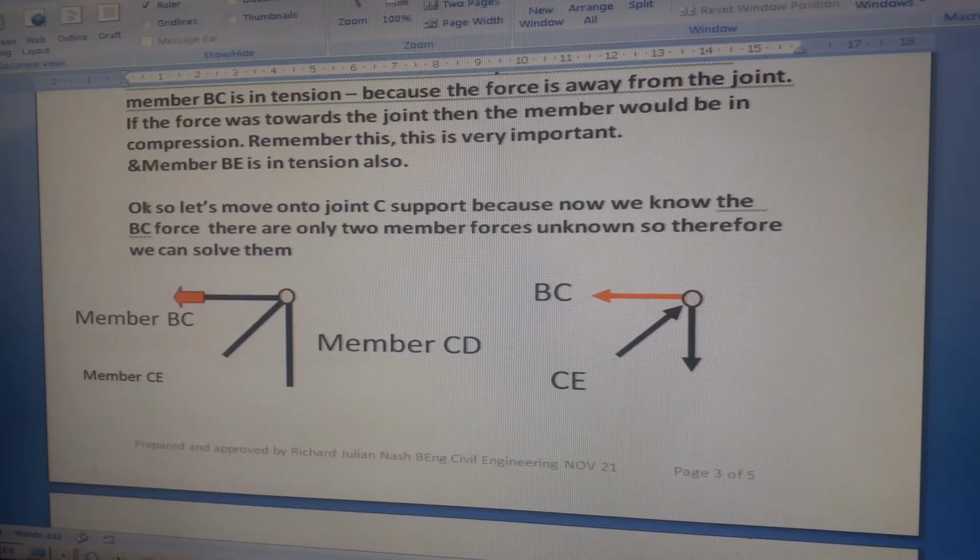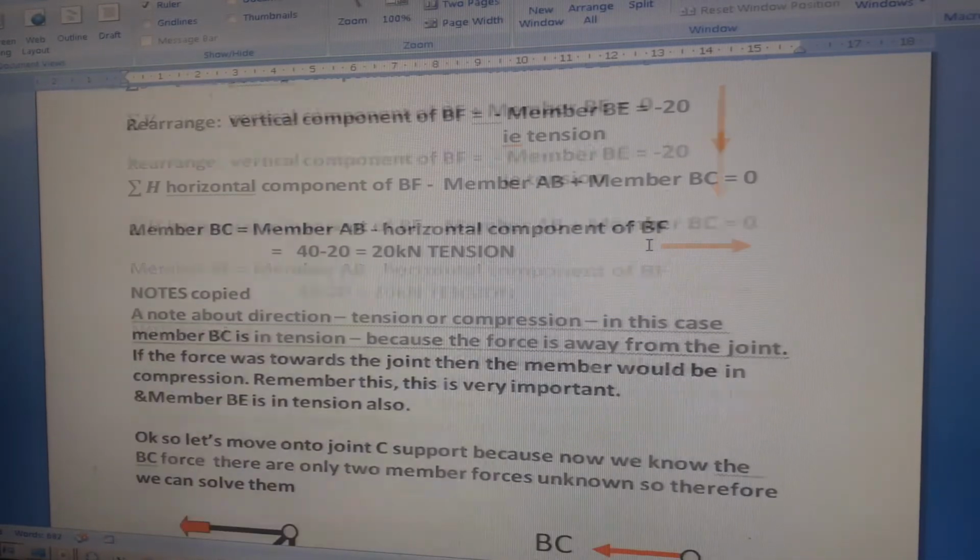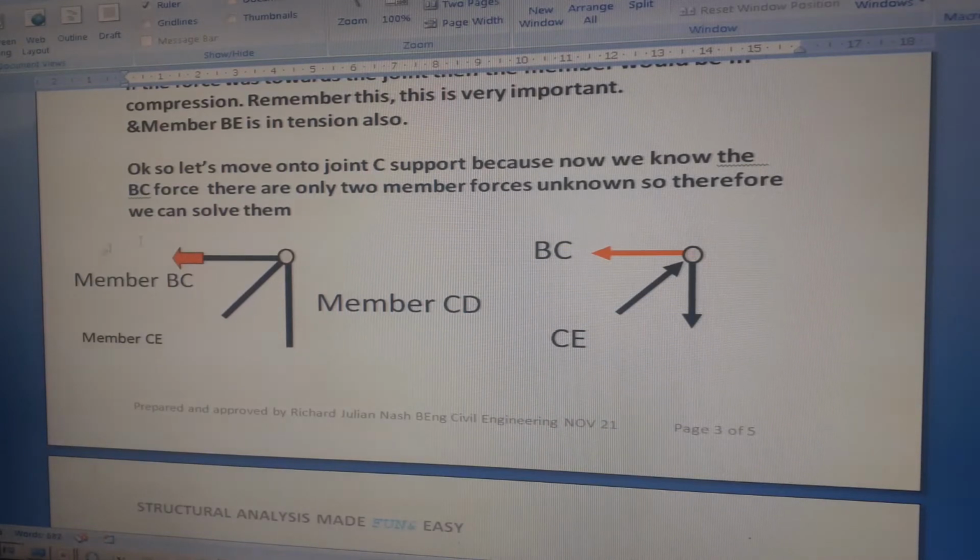So now we've done that, let's move on to joint C, because now we know the BC force, there are only two member forces unknown, so therefore we can solve them. Now we've solved joint B, we're going to move one bay to the right, on to joint C. So this is the arrangement diagram for joint C. Member BC goes from right to left, that's tension. Member CE, we don't know. Member CD, we don't know.